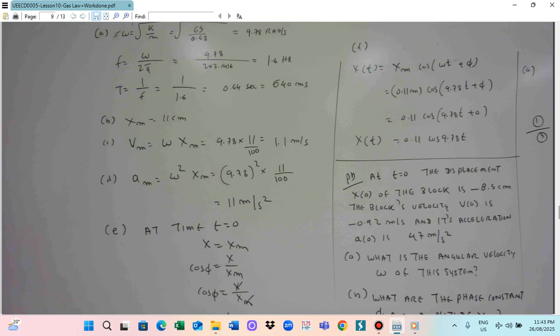And then we also calculate the amplitude of the oscillation. The amplitude of the oscillation is the distance h, which is 11 centimeter. So therefore the amplitude of oscillation hm is equal to 11 centimeter.